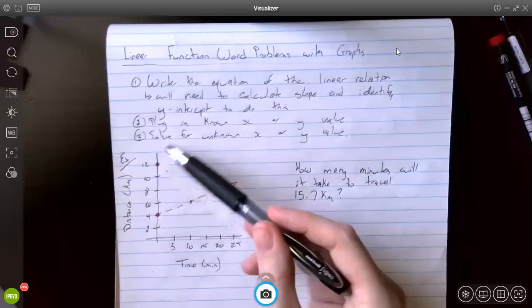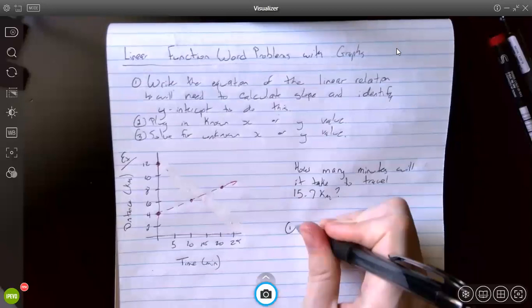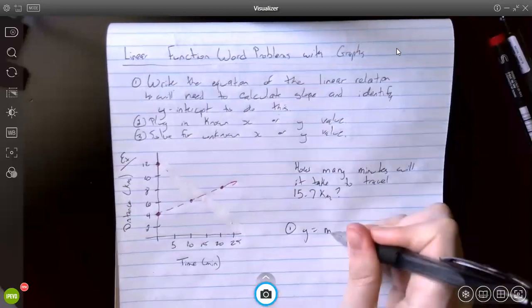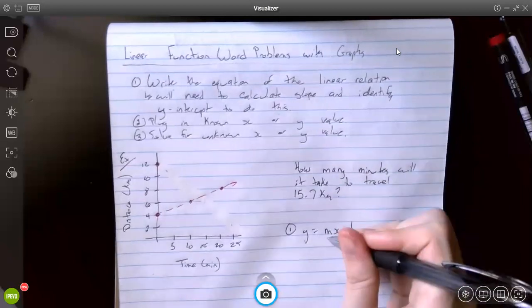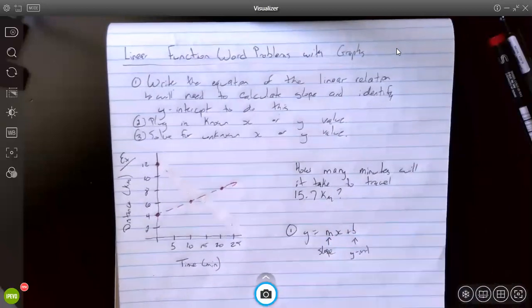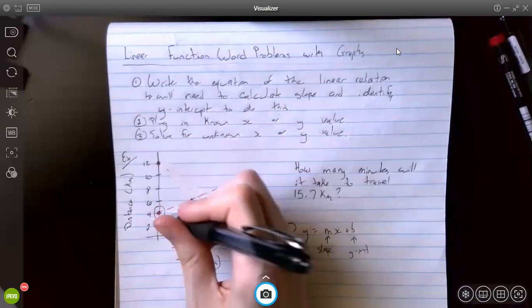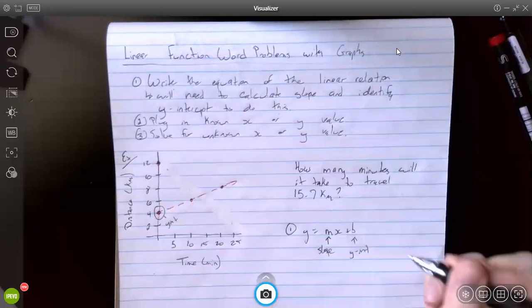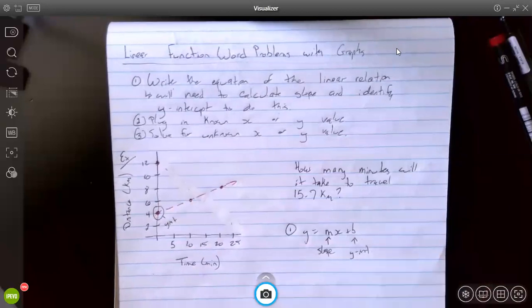So in this question, I've given you a distance time graph, and I've asked how many minutes will it take to travel 15.7 kilometers. So again, our first step is going to be to write out our equation in y equals mx plus b form. And in order to do that, we're going to need to find our slope and our y-intercept. So the y-intercept is pretty easy. I'm just going to read that right off the graph. I have got a y-intercept of 4, and then I'm going to have to calculate the slope. So let's start with that step.